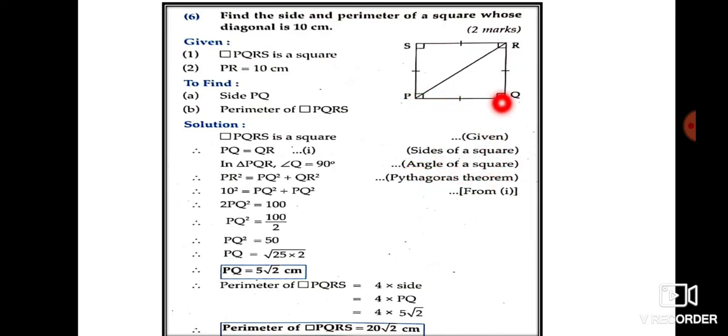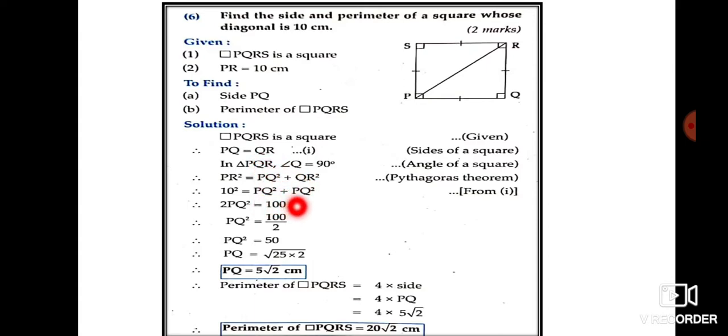So now you consider only this triangle, and since it is a right angle triangle, you will use Pythagoras theorem. You will say PR square is equal to PQ square plus QR square. Now here we know the value of PR, the diagonal, which is 10. So 10 square is equal to PQ square plus PQ square. Instead of QR we are writing PQ. Why? Because PQ and QR are equal sides of the triangle.